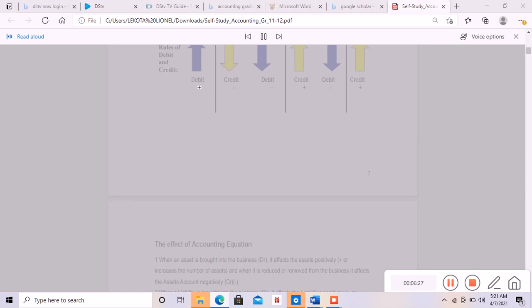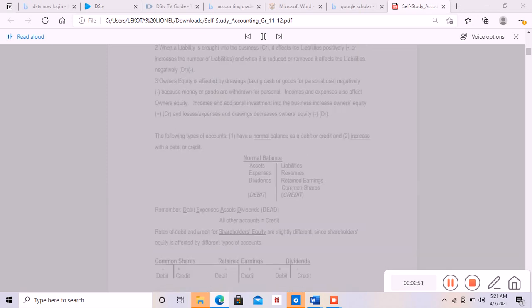1. When an asset is brought into the business, DR, it affects the assets positively, plus, or increases the number of assets, and when it is reduced or removed from the business it affects the assets account negatively, CR. 2. When a liability is brought into the business, CR, it affects the liabilities positively, plus, or increases the number of liabilities, and when it is reduced or removed it affects the liabilities negatively, DR.